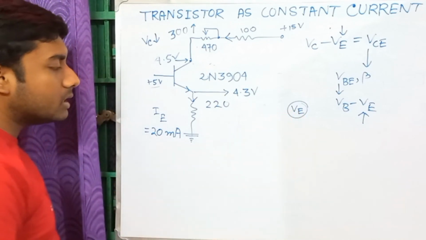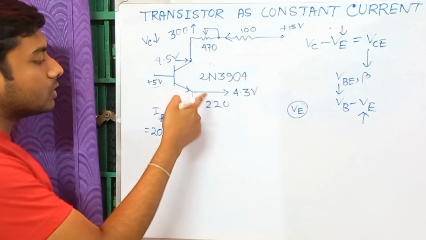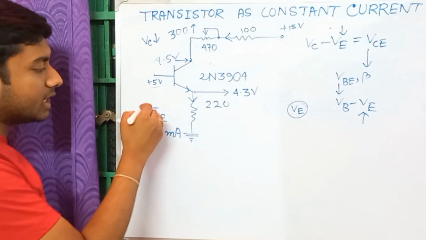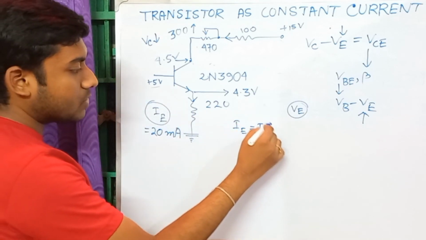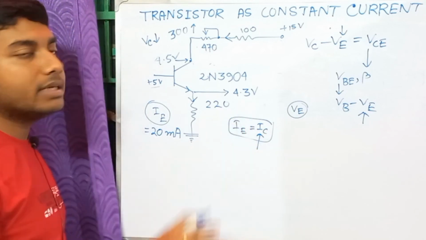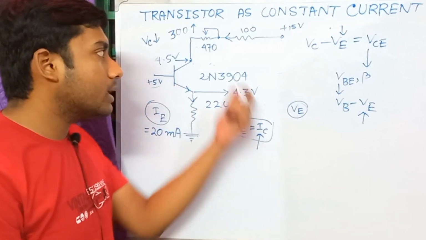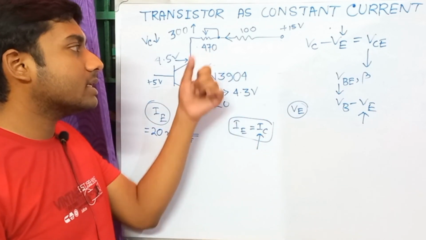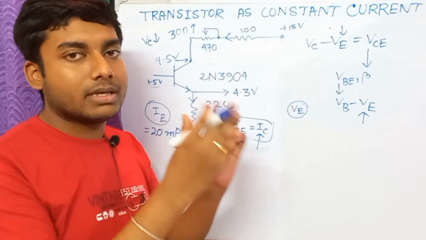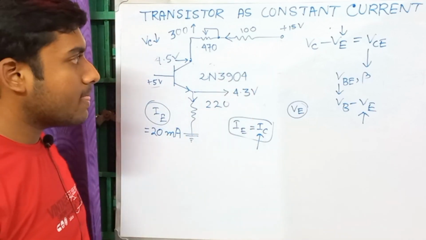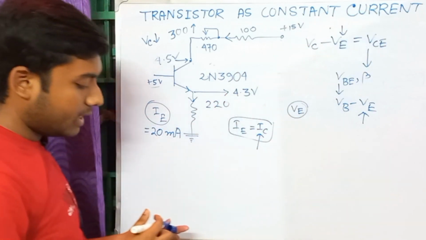So as VE will change, that means this point voltage will change. So the current IE will change, and as IE is equal to IC, IC will also change a little amount. So this is the reason why in the compliance limit also, whenever you change the resistance, you will not get a fully constant current here, but you will get a slightly changing current in IC. So I hope that you have understood how this constant current source circuit is working.